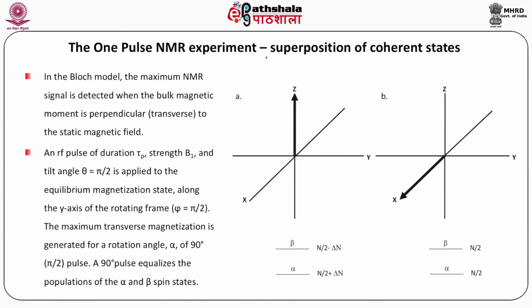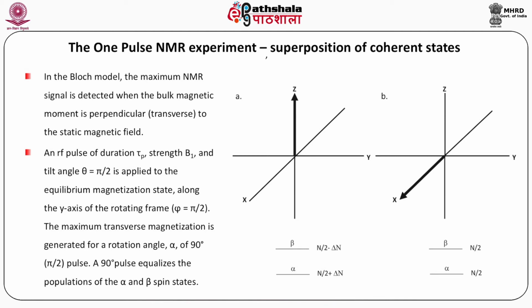Let us look at a one pulse NMR experiment and what is called the superposition of coherent states. In the Bloch model, the maximum NMR signal is detected when the bulk magnetization moment is perpendicular or transverse to the static magnetic field. An RF pulse of duration tau p, strength B1 and tilt angle theta equal to pi by 2 is applied to the equilibrium magnetization state along the y-axis of the rotating frame. So, that phi is equal to pi by 2. The maximum transverse magnetization is generated for a rotation angle alpha of 90 degrees or a pi by 2 pulse.